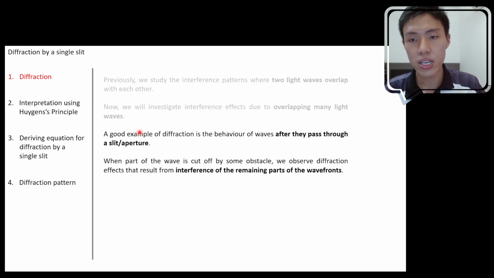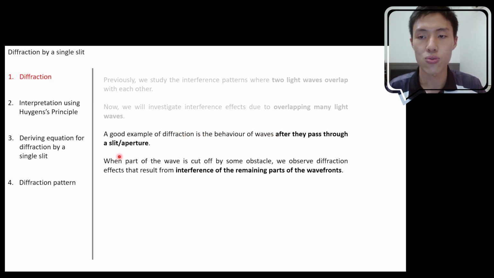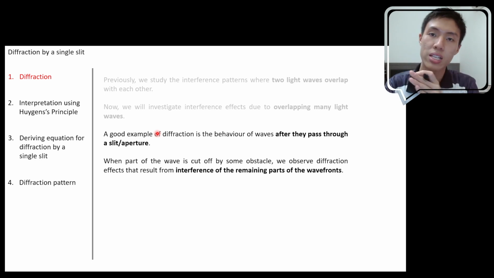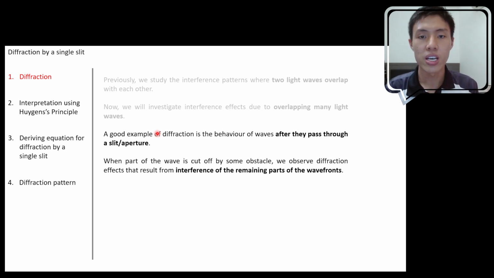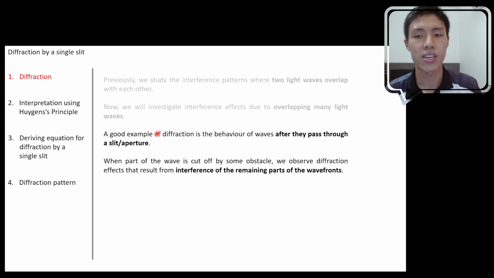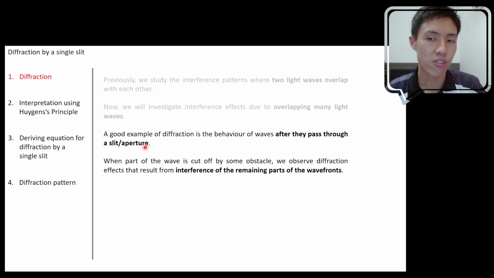A good example of diffraction is the behavior of waves after they pass through a slit or an aperture. A slit and an aperture are basically the same thing. It just means a small region which we allow waves to pass through, usually like a pinhole or a very small slit. If we have waves passing through this kind of slit or aperture, diffraction will occur.